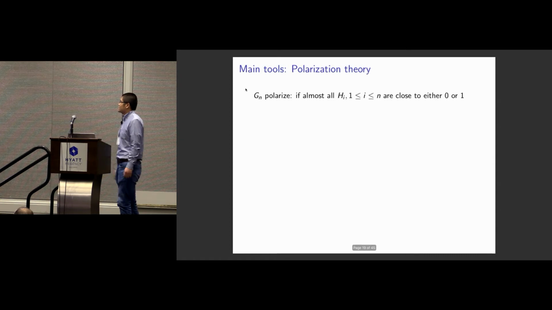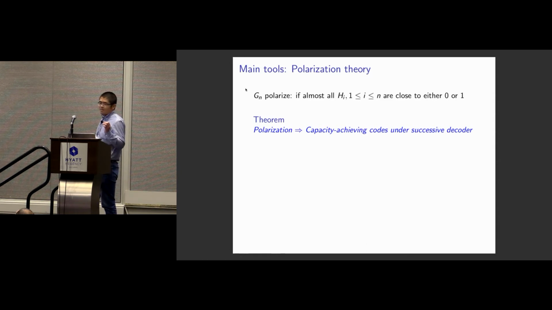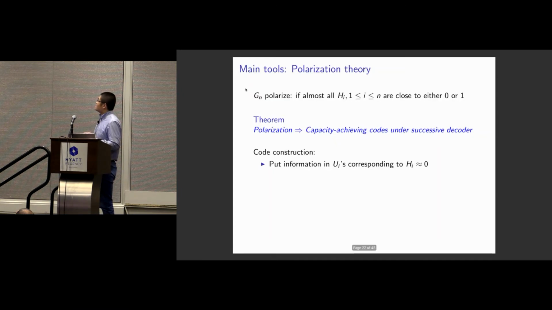Okay? So now you might wonder, why do we need this concept of polarization? It is because of this theorem. It says that as long as we have a polarizing matrix Gn, it automatically gives us a capacity achieving code under the successive decoder. This theorem is actually very simple, so let me briefly tell you how to do it. The code construction goes as follows. All we need to do is put all of our information in those ui's corresponding to Hi close to 0. And we set all the other ui's to be some fixed value. Let's say set all of them to be 0, okay?